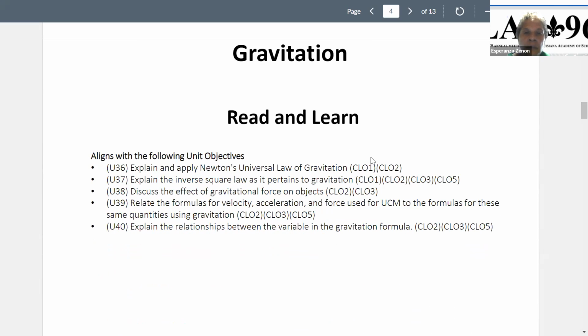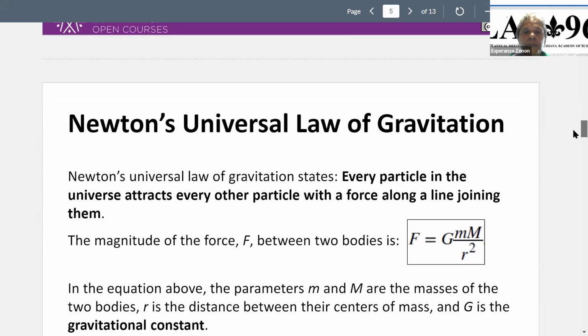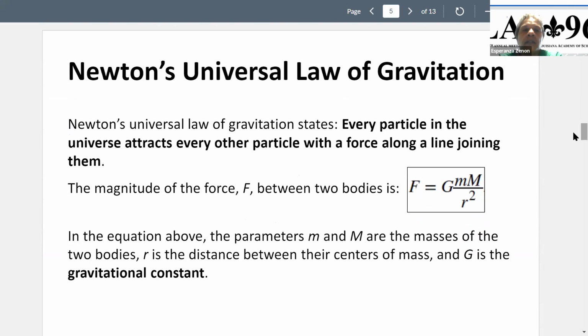So again, these objectives are what we're focusing on, okay? And so here we go, right up front. So what does Newton's universal law of gravitation say? Every particle, I like the word object, right? But particle is just as fine. I just like the word object because it gives a different connotation, but the word particle is fine.